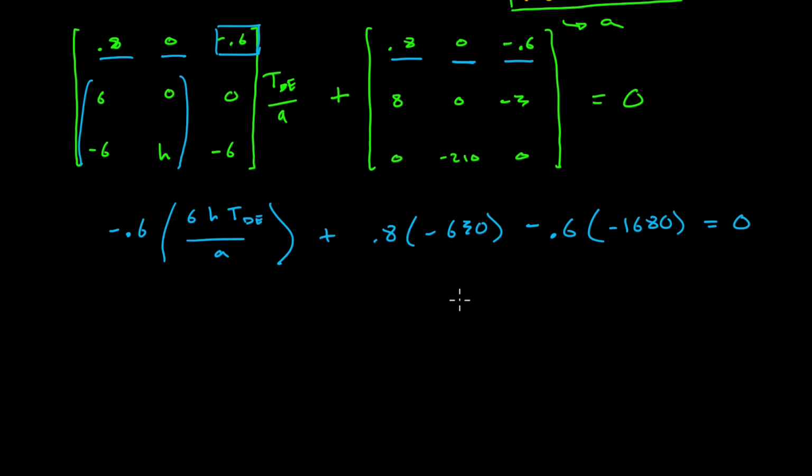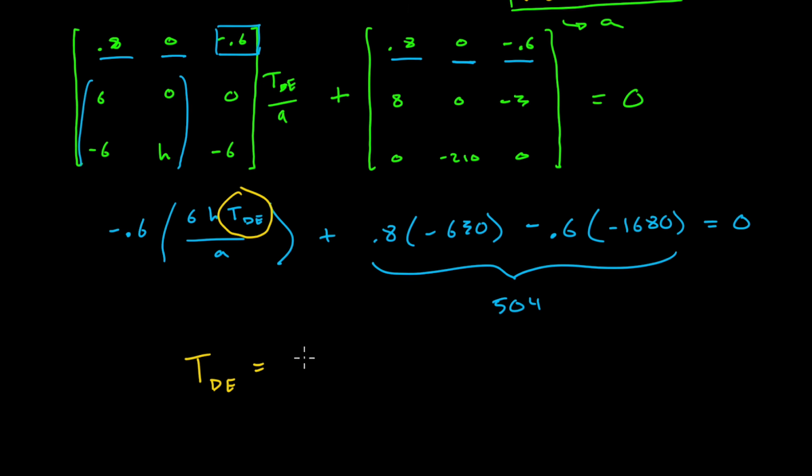Okay, so we're getting pretty close here. Let's clean some of this up. All this just reduces to 504. And then if we go ahead and solve for our unknown variable TDE in terms of H, ultimately we just get the following. So TDE is going to be equal to 140 A over H.